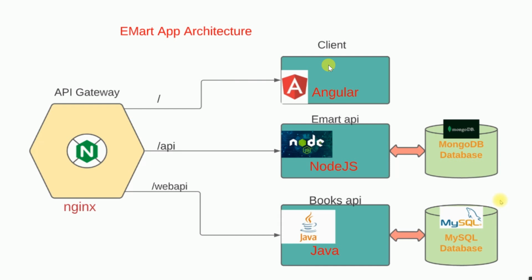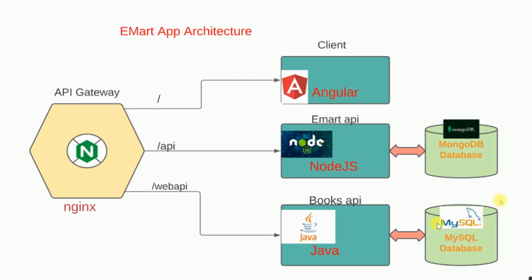So when we look for /, it navigates to the client, which includes Angular as a technology. When we use /api, it redirects the request to the eMart API, which includes Node.js, and Node.js requires MongoDB as the database engine. And when we validate /webapi, it navigates to Java as the book API, and Java requires a MySQL database.